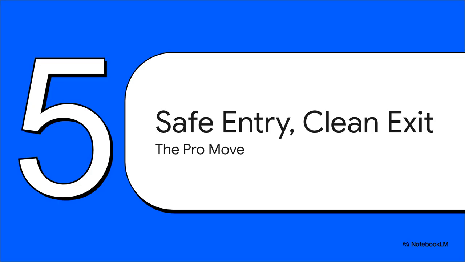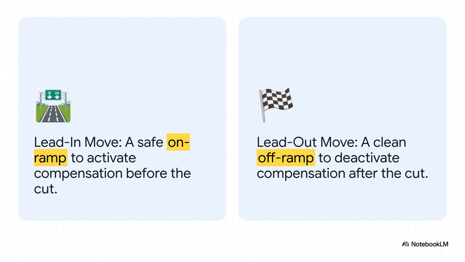How you turn compensation on and off is just as important as the cut itself. You can't just flip the switch anywhere. You've got to do it the right way. Let's go back to that highway analogy. You need a lead-in move, right? That's your on-ramp. It lets you merge smoothly onto the cutting path. And then you need a lead-out move. That's your off-ramp, to exit cleanly. You'd never just slam on the brakes and jump off the highway, right? That causes accidents. Or, in our world, ugly gouges in the part.